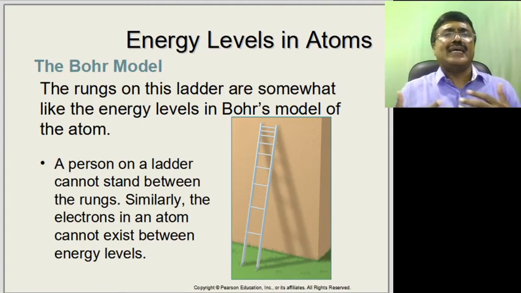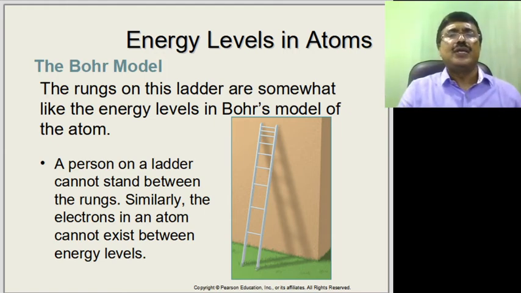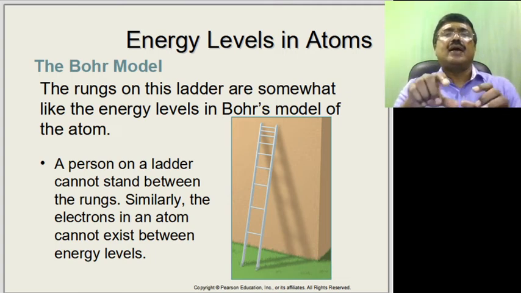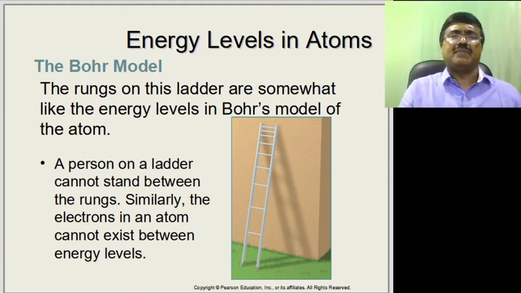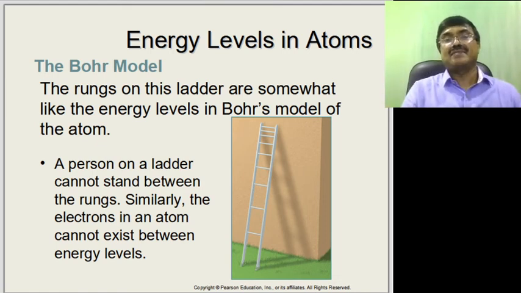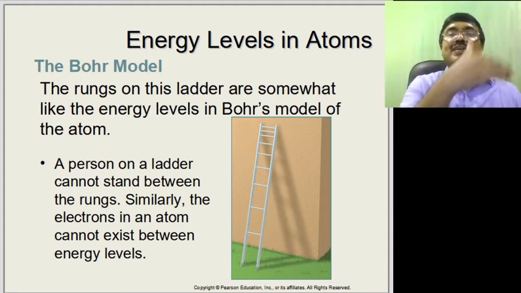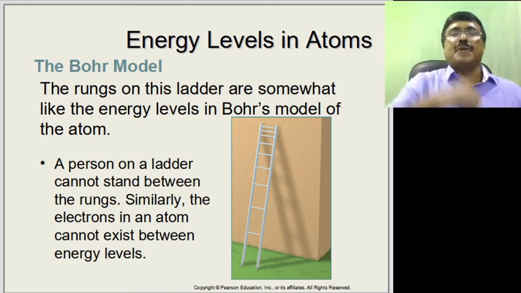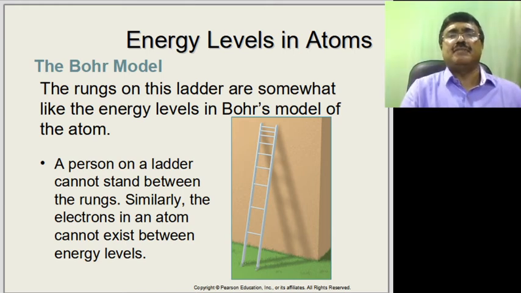And we can consider these Bohr model energy levels as the rungs of a ladder. Usually in a ladder we can see that the rungs are at equal distance so that a man can easily climb between. Here it's not like that, we will come to that. You can see that there are rungs in the ladder. A person can stand on a rung, but not in between the rungs. Similarly, an electron can be in one orbit or the higher orbit, not in between them.